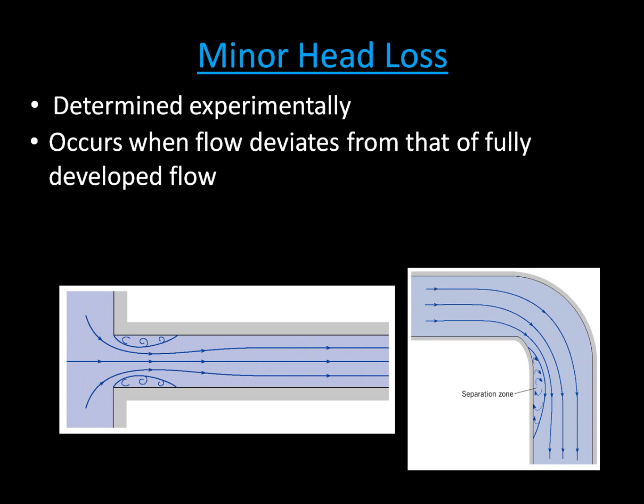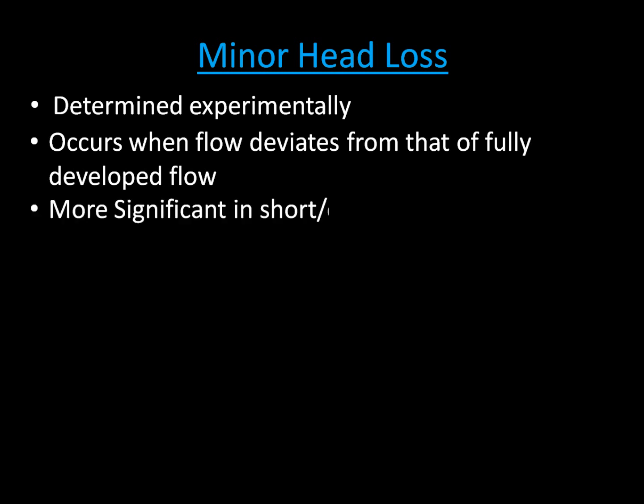So here's a diagram where we have an entrance loss on the left-hand side, and you can see where my normally laminar flow would be separated from the walls here, and that's going to cause a loss. Or around this long radius bend, you can see I have separation of flow as well. So I'm slightly deviating from fully developed. It'll reattach and eventually become fully developed again, but I'm going to incur some losses because of that.